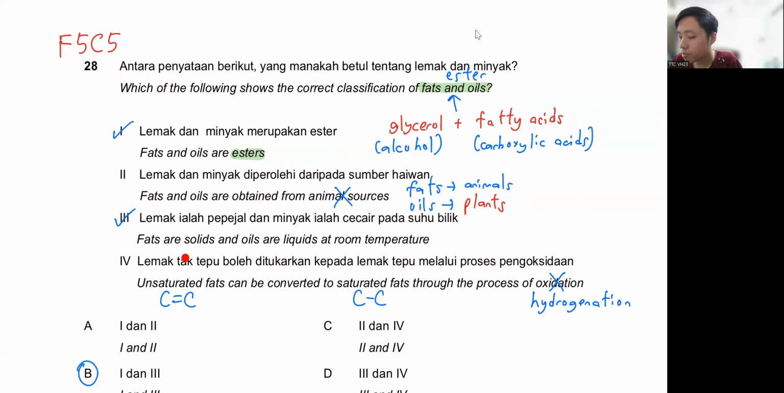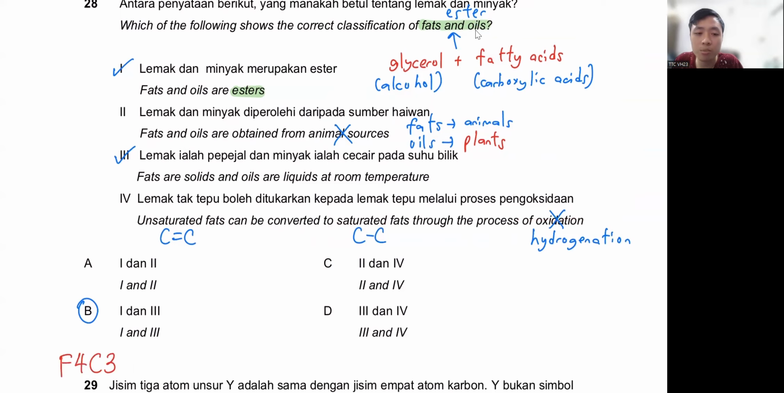Third one is actually correct. Fat is solid, oil is liquid. Why? Fats mostly contain saturated fats, so they are mostly single bonds. Oil mostly contains double bonds. Fourth one is wrong. Why? Unsaturated fat converted to saturated fat is similar to alkene to alkane. Of course, this one undergoes hydrogenation, adding hydrogen, like C2H4 becomes C2H6. Not oxidation. So the answer is B.